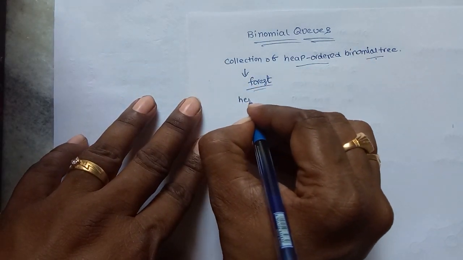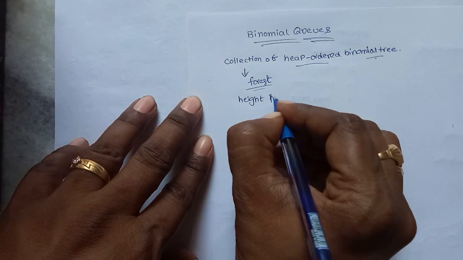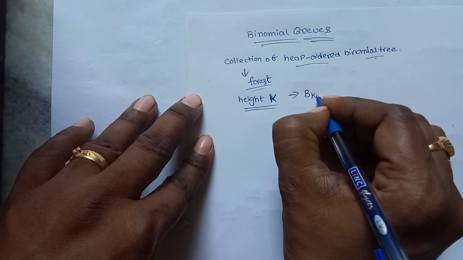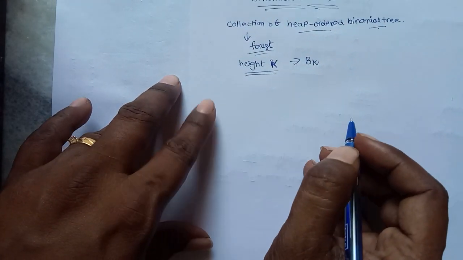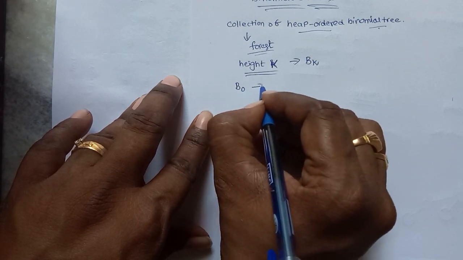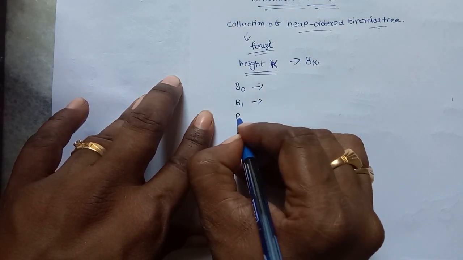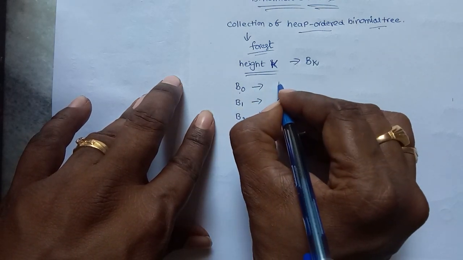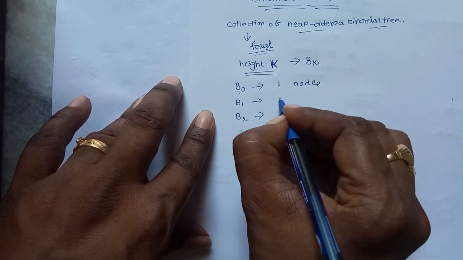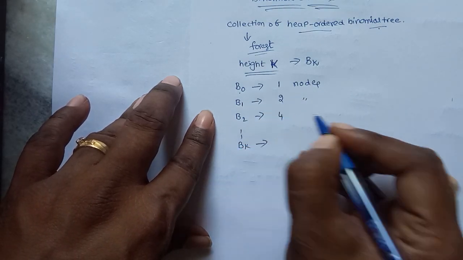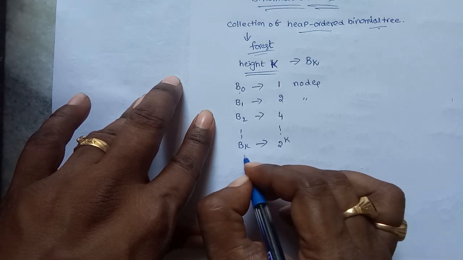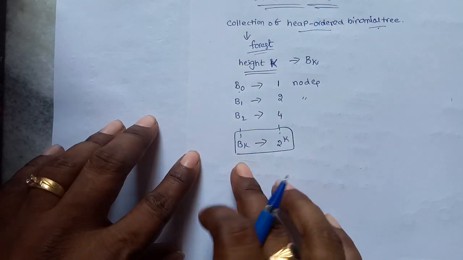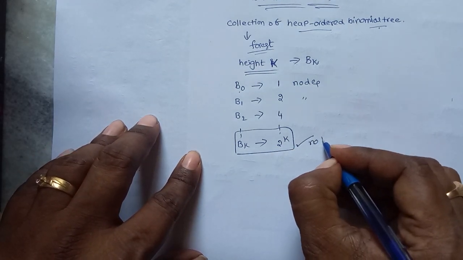A binomial tree of height k is represented as Bk. That is, of height 0 B0, height 1 B1, B2, and so on Bk. B0 contains only one node, B1 contains 2 nodes, B2 contains 4 nodes, and so on. Remember, a binomial tree of height k, represented as Bk, contains 2 power k nodes.